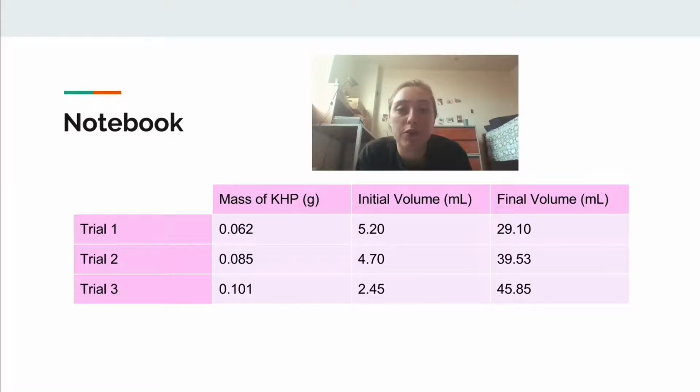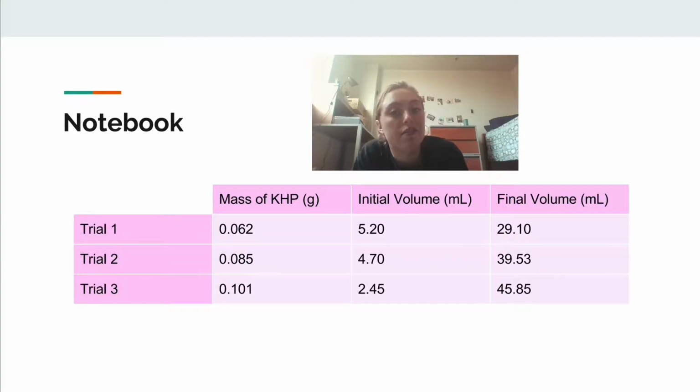The reason why we have 3 trials is because KHP dissolves slowly in water, and so each trial has a different amount of sodium hydroxide needed to titrate. Concentration is moles over volume, so we had to also record the mass so we can use the mass to determine the number of moles in the solution.